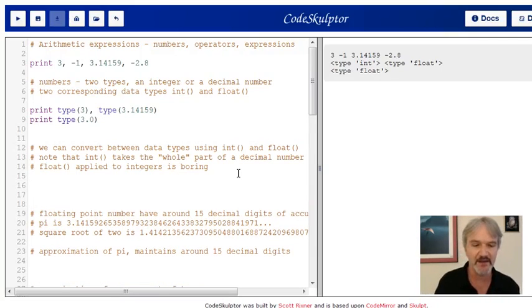Now there are some functions that we can use to move back and forth between ints and floats, and they're not too complicated. In fact, they're just the functions int and float. So I could convert something that is a floating point number into an integer in the following manner.